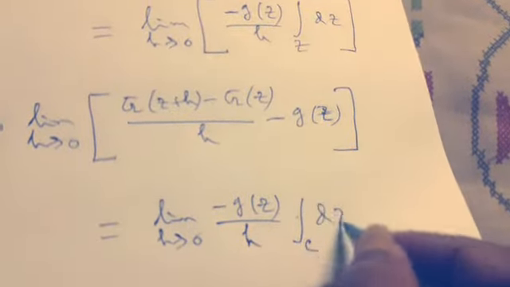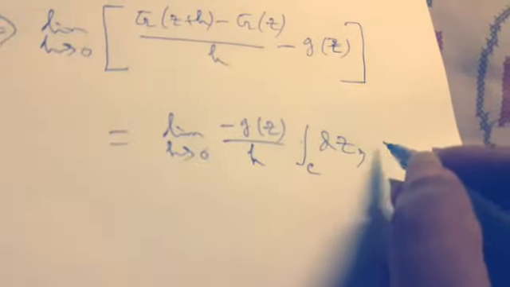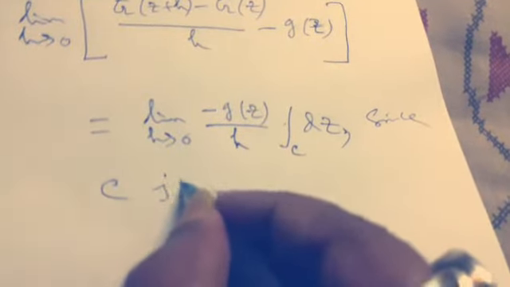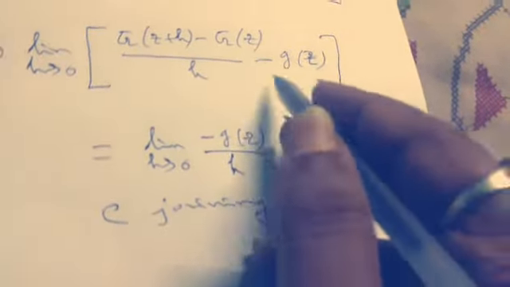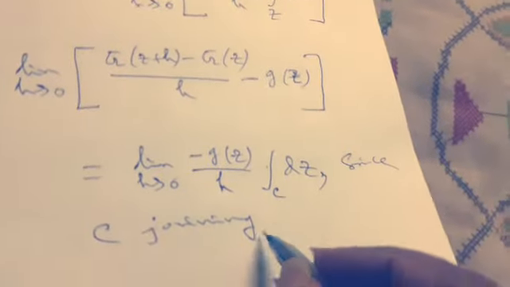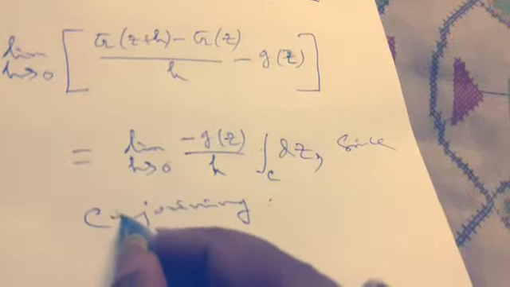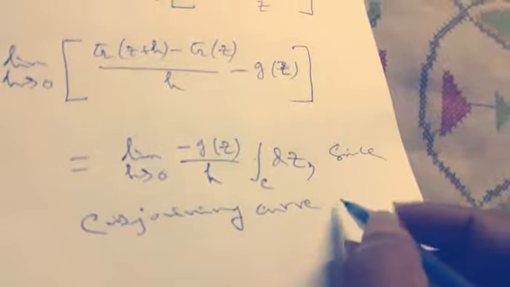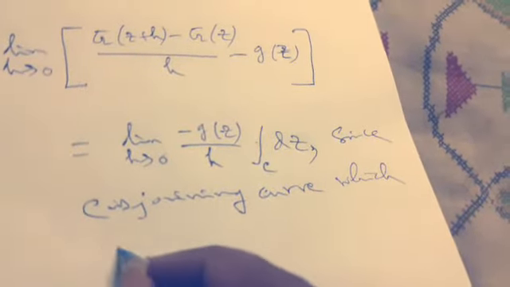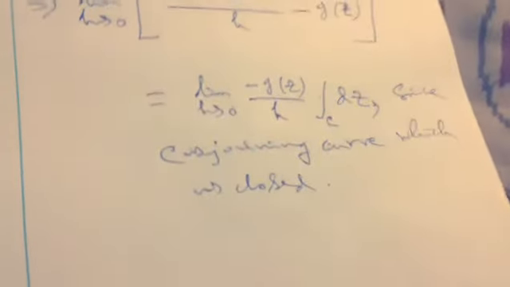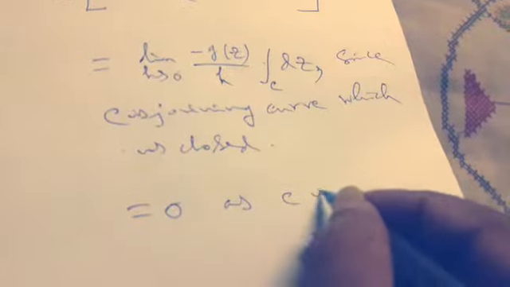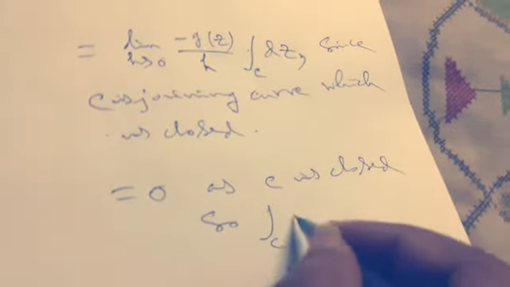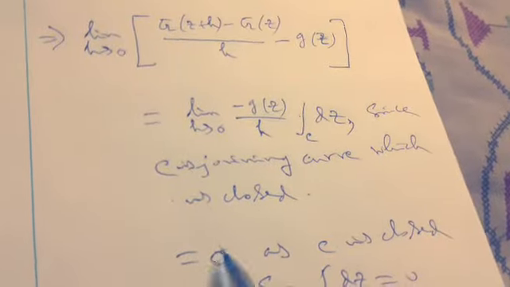That is the integral over contour C of dz, and since C is the joining curve from z to z+h, and the joining curve C is closed, so it is 0. As C is closed, the contour integral over C of dz equals 0, as it is analytic, so it is 0 by Cauchy's theorem. So we use this result, analytic function, 0.